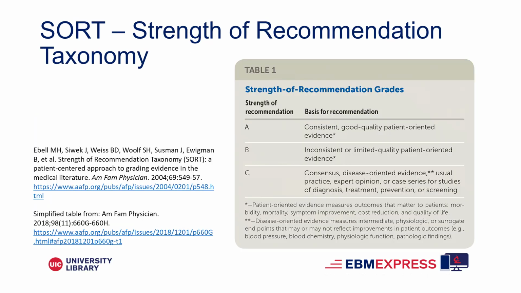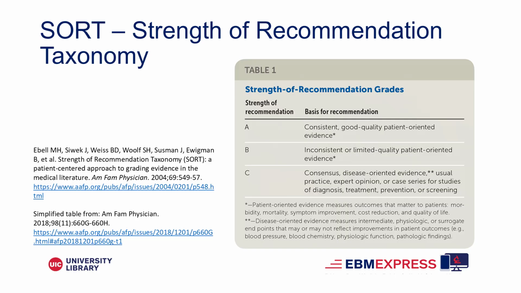However, the strength of recommendation taxonomy, also known as SORT, defines the grades A, B, and C differently. SORT recommendations focus on the consistency of the recommendation and the quality of patient-oriented evidence. That is, evidence that matters to patients, such as morbidity, mortality, symptom improvement, cost reduction, and quality of life. Recognizing the differences in what the evidence taxonomy represents is essential for understanding the significance or confidence of the evidence being reported on.